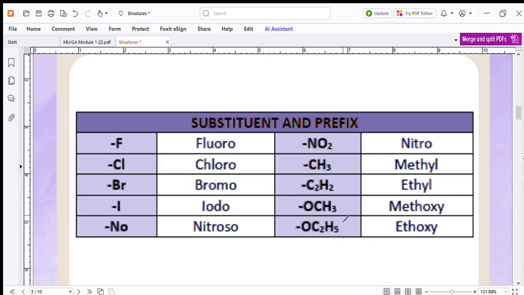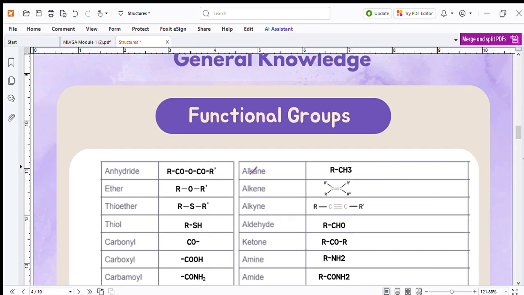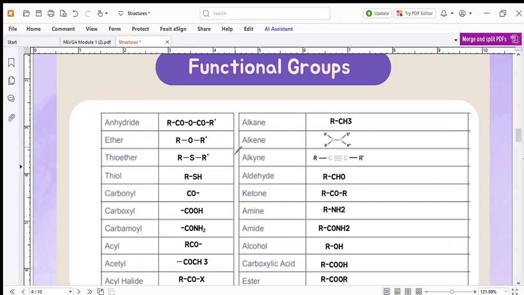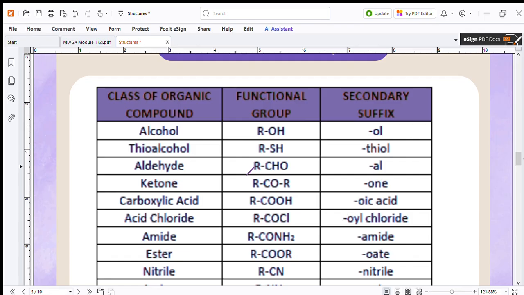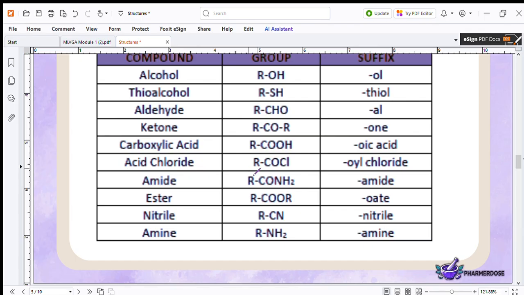The same for this group of elements. And when it comes to functional groups, kailangan memorize natin po ang functional groups kasi i-identify natin po ito when we name the organic compound. Same for these are also functional groups. So kailangan memorize natin po ang mga ito at alam natin ang mga itsura nila.